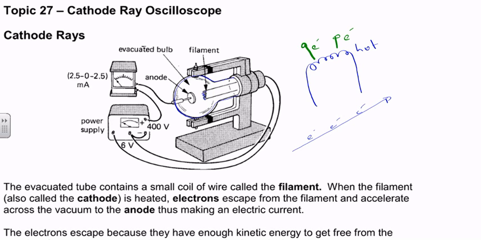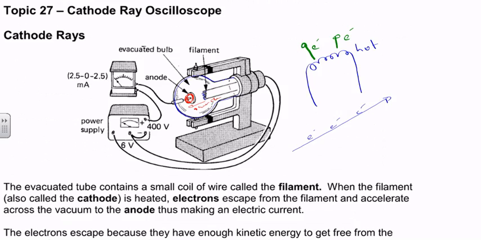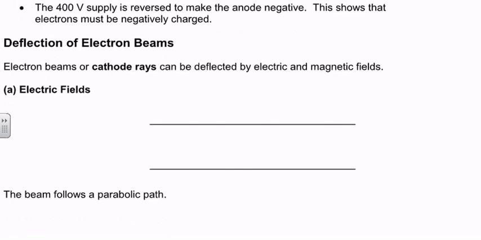Now, if you have this thing here, which is positive, an anode, then the electrons will accelerate. So what they say is accelerate towards that anode. And this makes an electric current, and that acceleration will increase the current. Now, no current will flow if the filament is not heated, and there is no voltage to attract it.